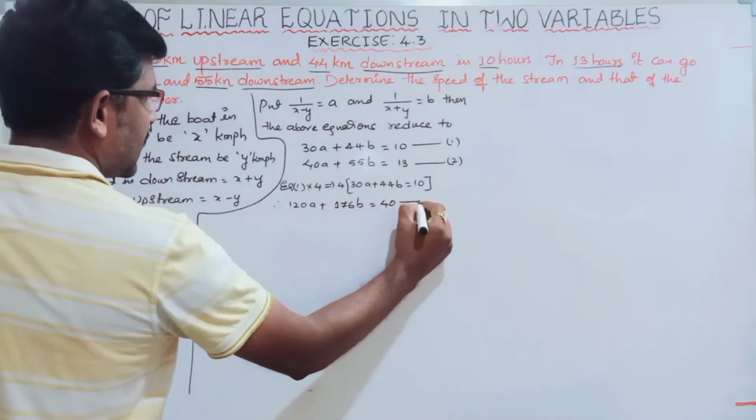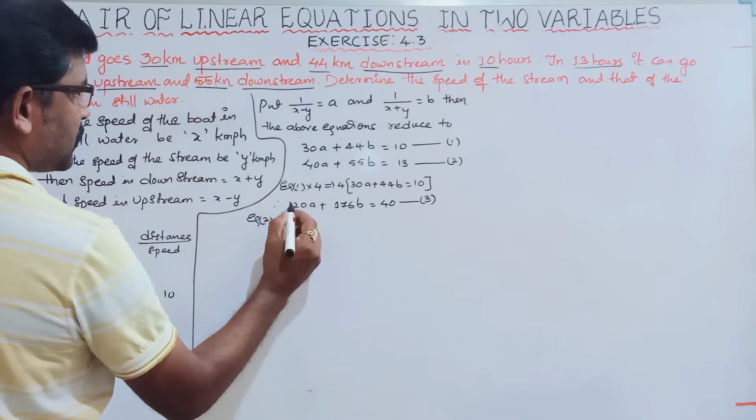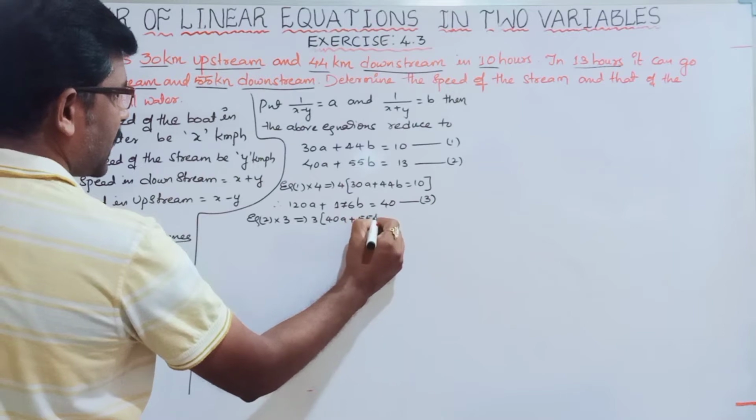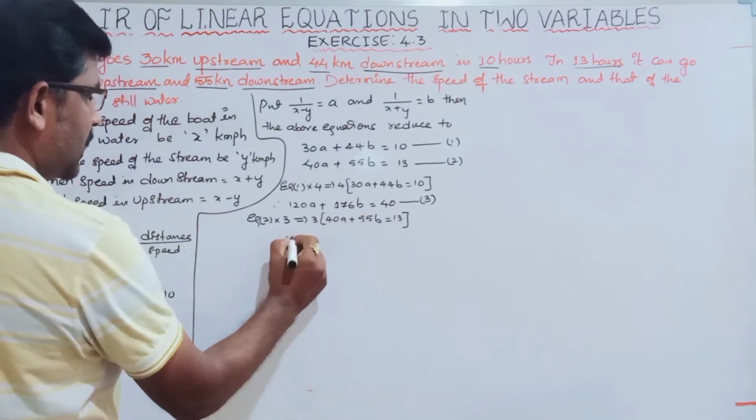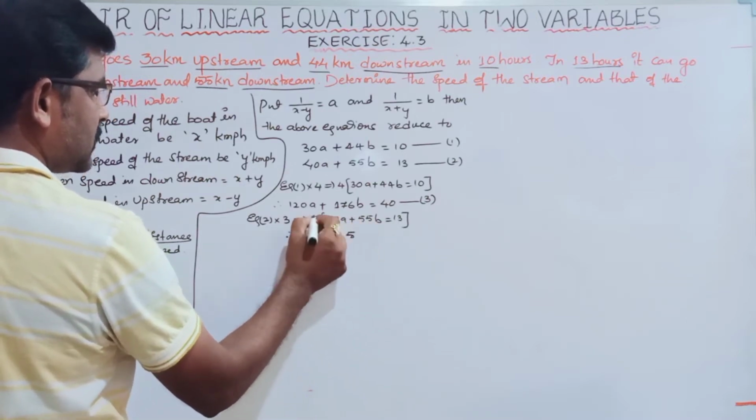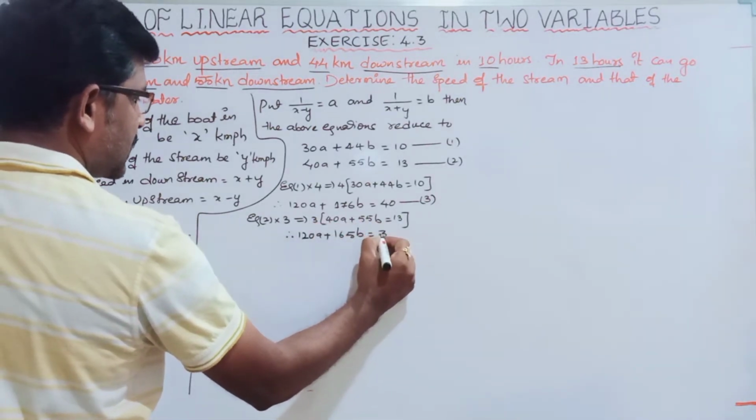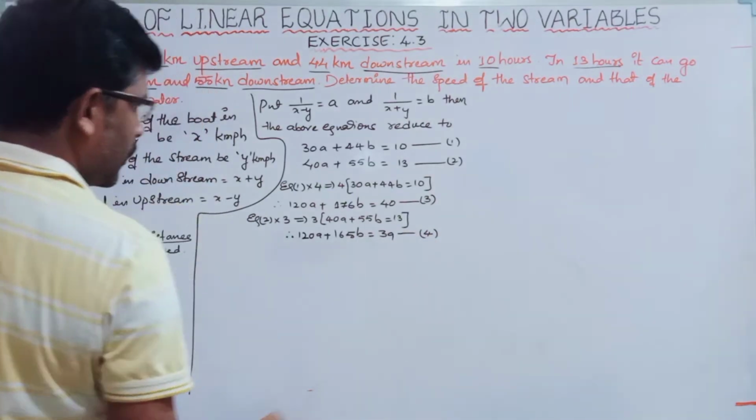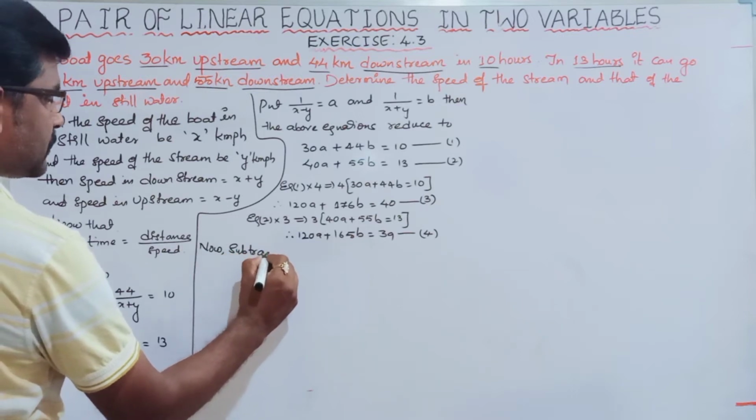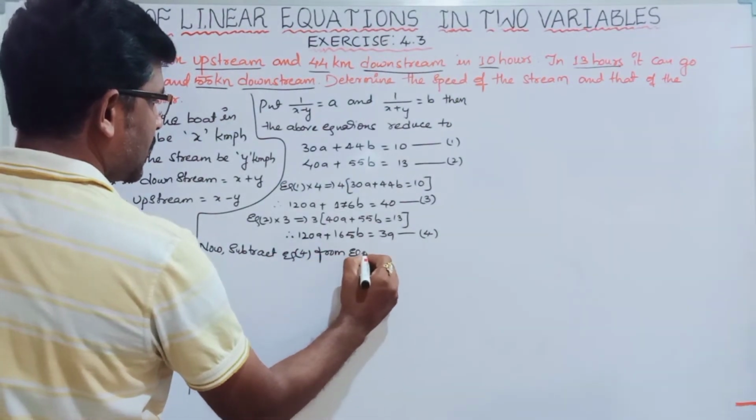40, equation 3, and equation 2 multiply by 3, it implies 3 into 40a plus 55b is equal to 13. Therefore 120a plus 165b is equal to 13 into 3 is 39, equation 4. Now subtract equation 4 from equation 3.